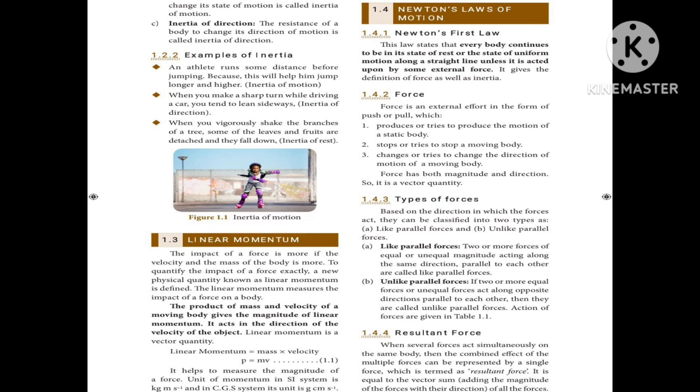Linear momentum is a vector quantity. Linear momentum equals mass times velocity. P equals mv. It helps to measure the magnitude of a force. The unit of momentum in the SI system is kilogram metre per second, kg m s^-1, and in the CGS system its unit is g cm s^-1.